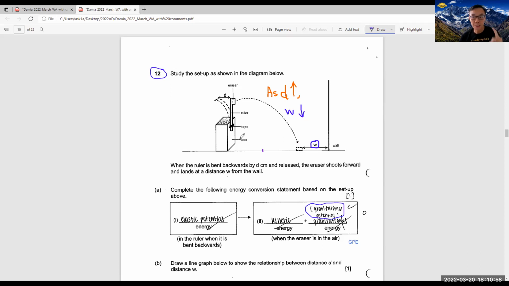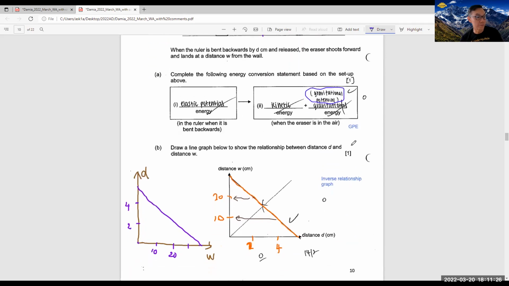So first of all, you must understand the experiment. As this ruler is stretched at a distance d, the greater the distance d, the more elastic potential energy is stored. So as they fired the eraser, if you stretch it to a further distance d, the eraser will land closer to the wall, isn't it? So if it lands closer to the wall, it means that the distance w will be shortened.